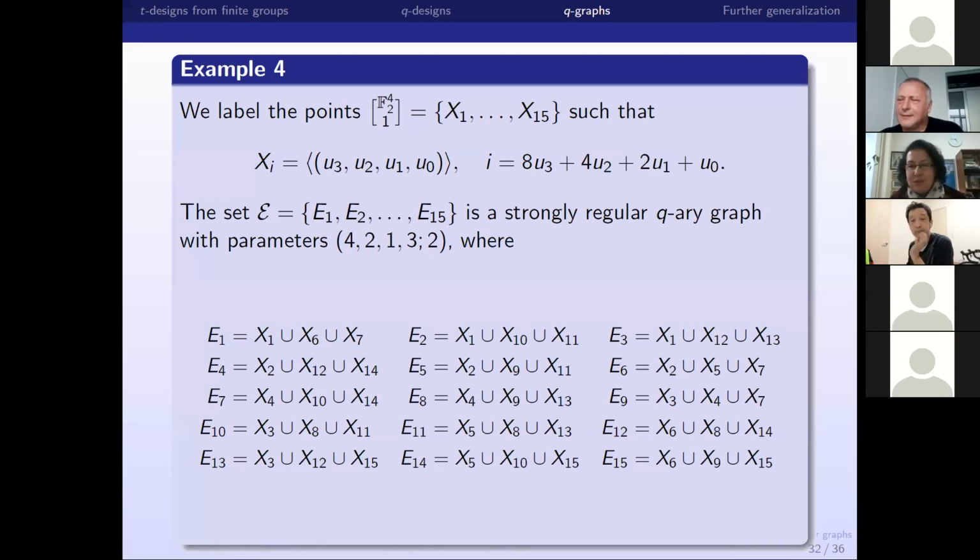Other questions to Dean? I'm just wondering, did you consider any examples of q-ary graphs? No, we still didn't. This is just an obvious generalization, and we still didn't have time to investigate that. But it's an obvious direction for further research, I think. I see. Okay. Thank you. Any other questions?